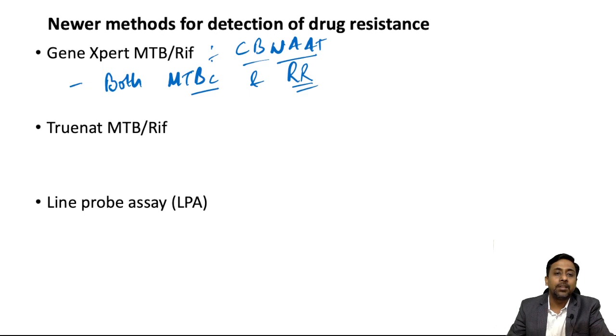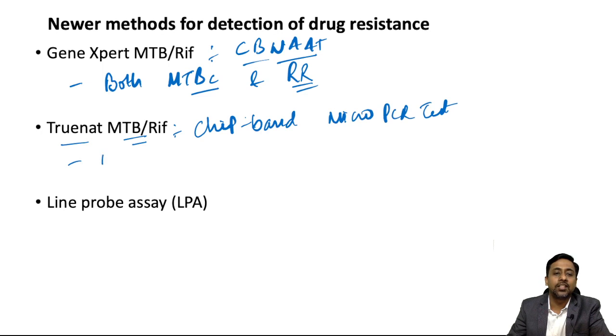TrueNat MTB-RIF is similar to GeneXpert. The difference is that it is a chip based micro PCR test, and second, it is indigenous, that is, it is developed in India, and this also detects both MTB complex and rifampicin resistance.